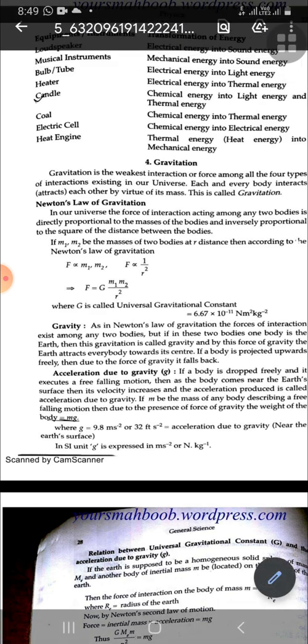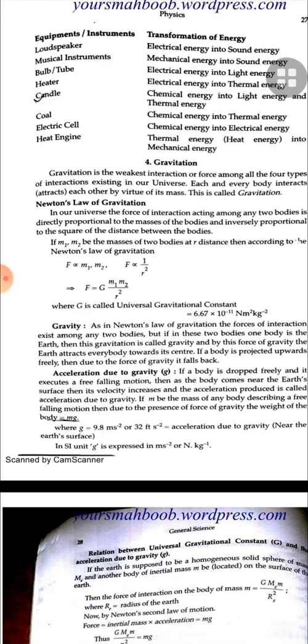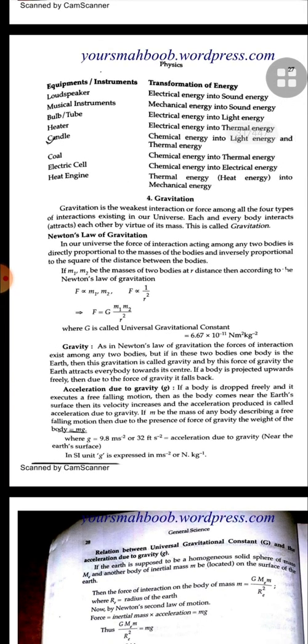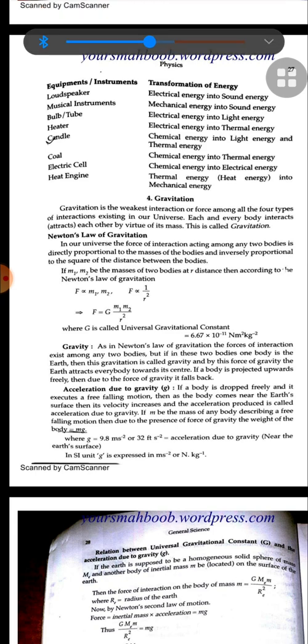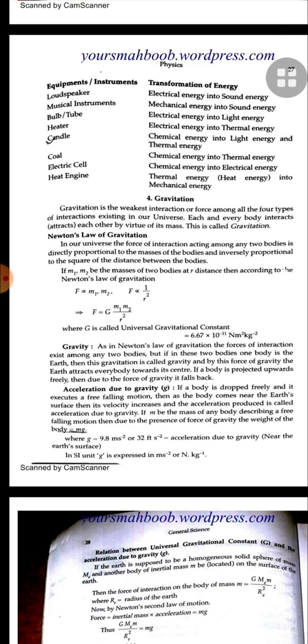Acceleration due to gravity, small g. If a body is dropped freely and it executes a free falling motion, then as the body comes near the Earth's surface, its velocity increases and the acceleration produced is called the acceleration due to gravity.